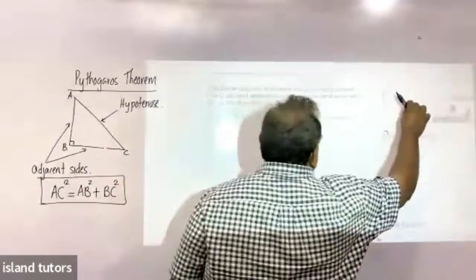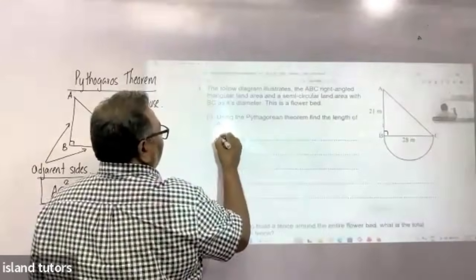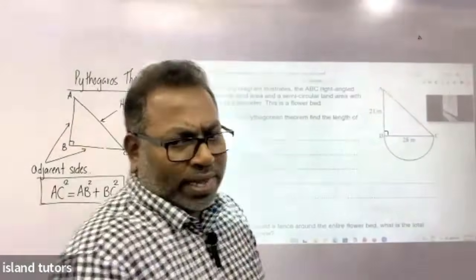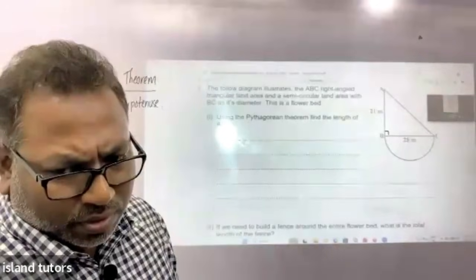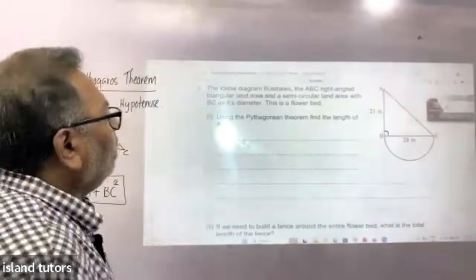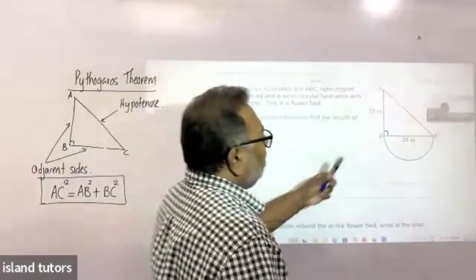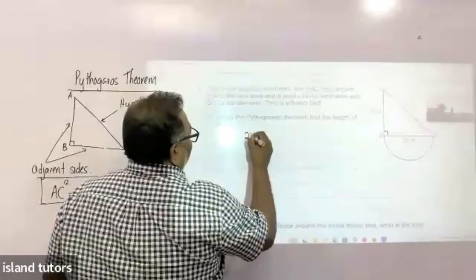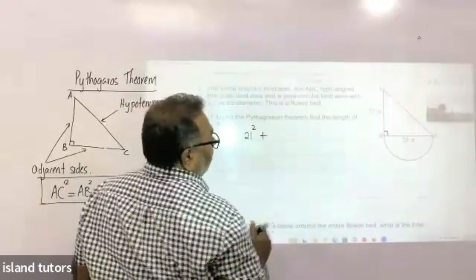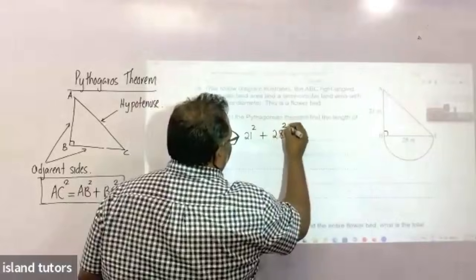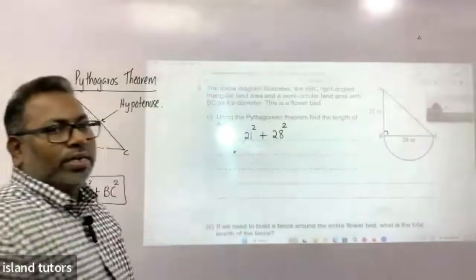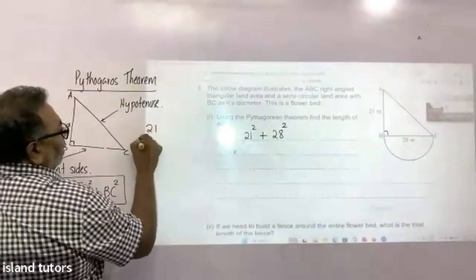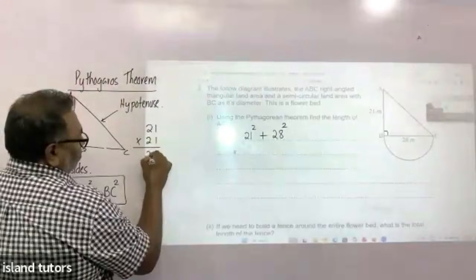Okay. So using the Pythagorean theorem, find the length of AC. So we know AC is here. So AC squared is equal to AB squared plus BC squared. So AB squared is 21 squared plus BC squared is 28 squared. Right? 21 squared is how much? Quickly do a calculation. 21 multiplied by 21.